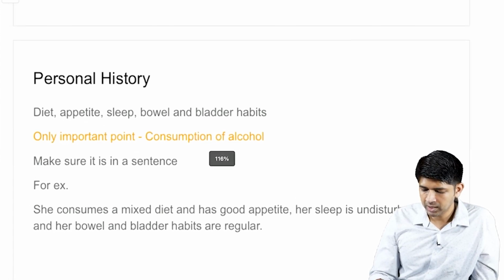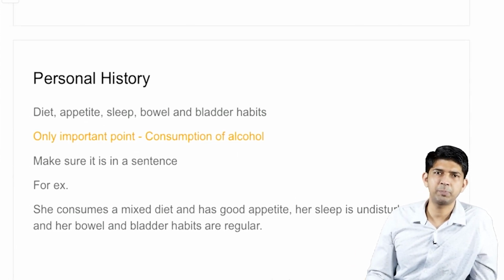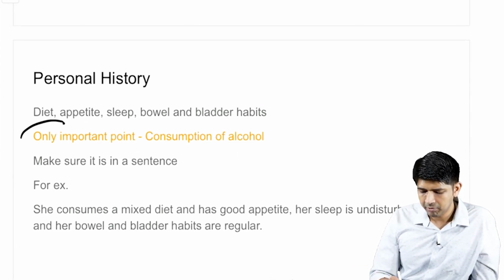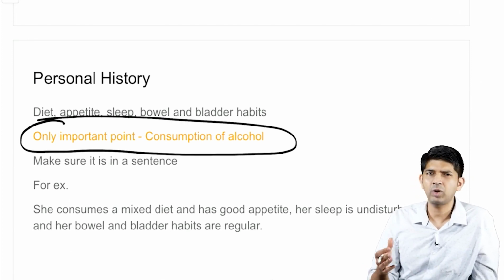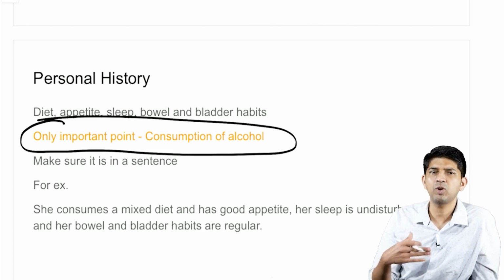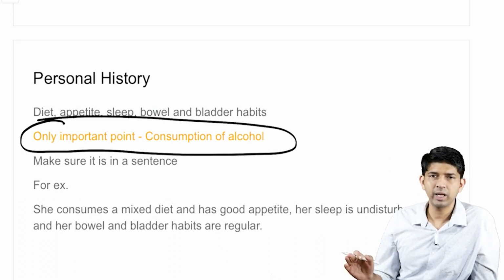Now with regards to personal history, pretty much straightforward. There's nothing special in this, except if the patient is consuming alcohol, mention it. And that also, if it's a chronic alcoholic or an alcohol abuser, you mention it. Otherwise, you can skip it.